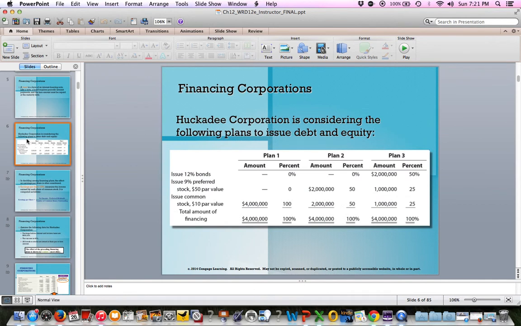Huckabee Corp is considering the following plans to issue debt and equity. You can see they've got three options. Plan 1 is just to issue stock, $4 million worth of stock. Plan 2 is to issue a combination of preferred stock and common stock. And Plan 3 is to issue a combination of bonds, preferred, and common stock. So three options to raise $4 million.